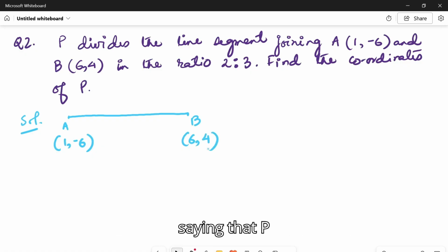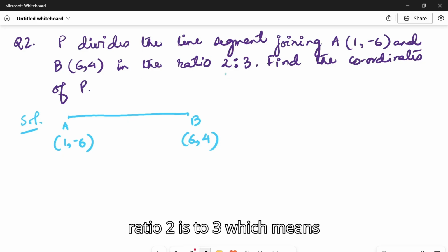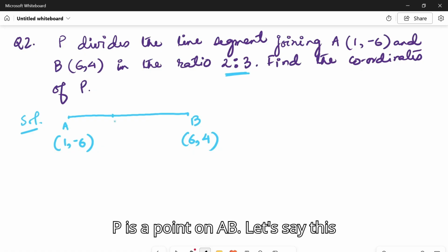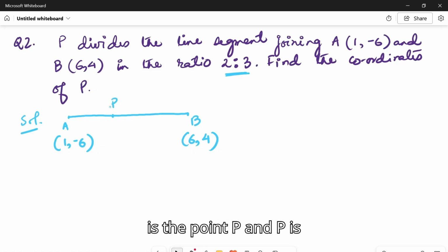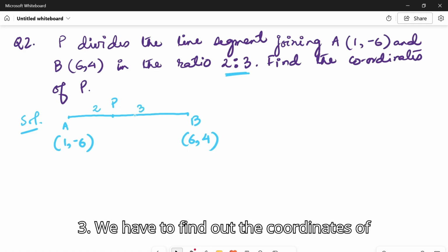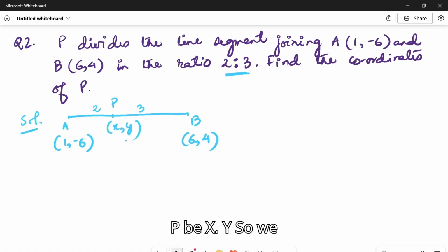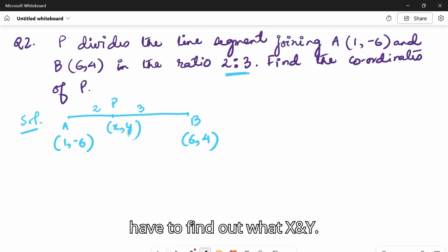They are saying that P divides the line segment in the ratio 2:3, which means P is a point on AB. Let's say this is the point P, and P is dividing AB in the ratio 2:3. So this is 2 and this is 3. We have to find out the coordinates of P. So we will let the coordinates of P be x, y.